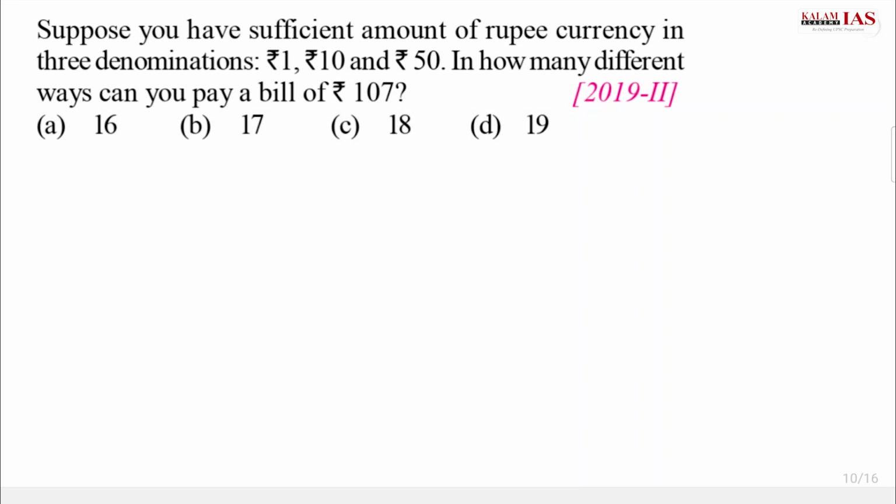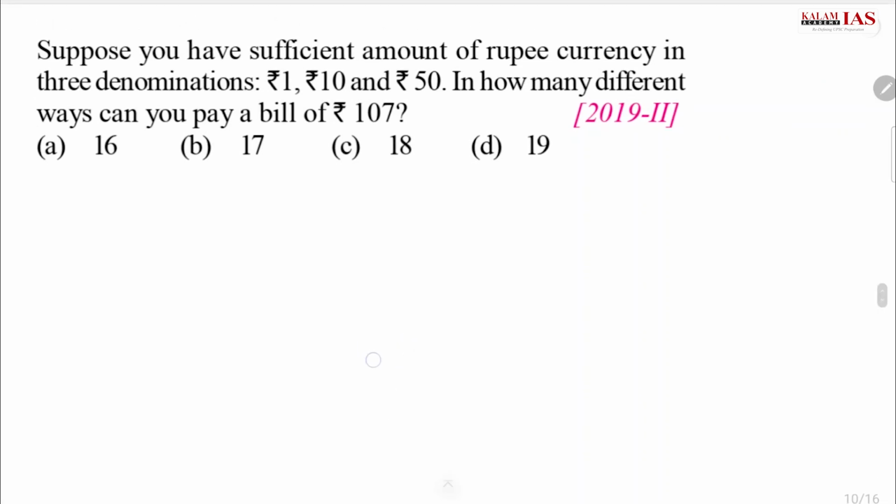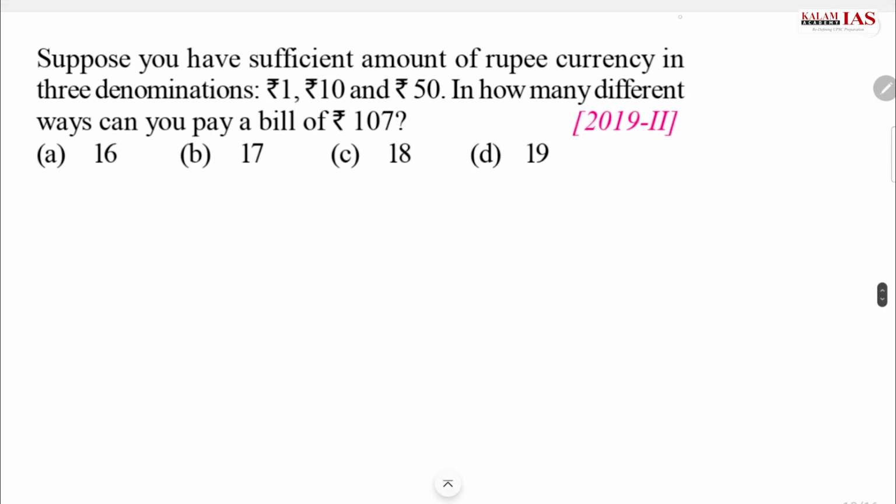I hope everyone has attempted the question. The question says, suppose you have a sufficient amount of rupee currency in three denominations: rupee 1, rupee 10 and rupee 50. How many different ways can you pay a bill of rupees 107? हमारे पास 1 रुपये के, 10 रुपये के और 50 रुपये के बहुत सारे नोट हैं. कितने तरीके से हम 107 रुपये का बिल भर सकते हैं?